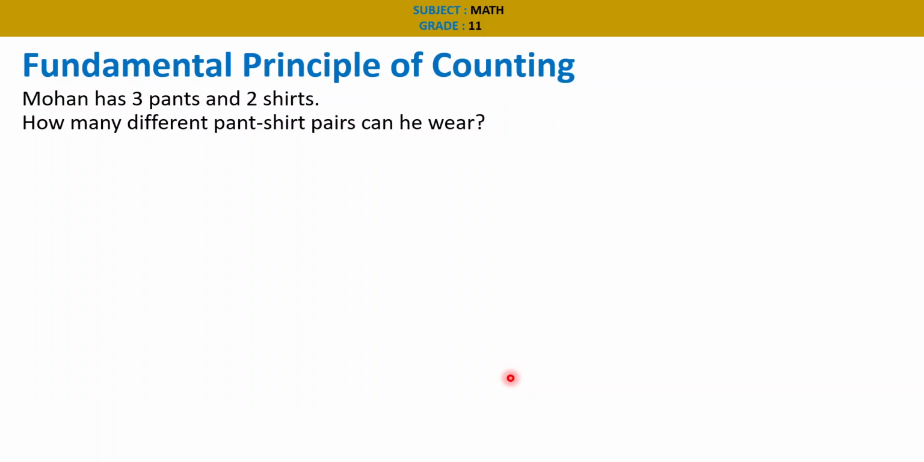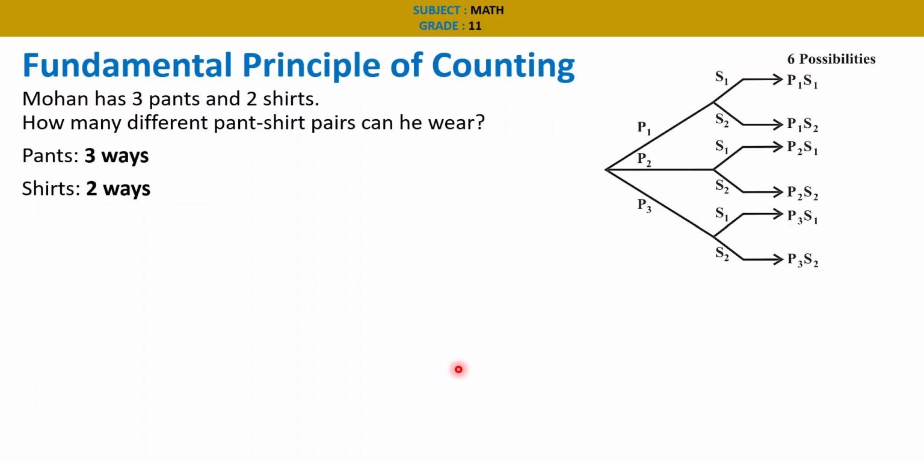Let's start fundamental principle of counting. Mohan has 3 pants and 2 shirts. How many different pant shirt pairs can he wear? Pants there are 3 ways, then shirts 2 ways. Then if we combine here for pant 1, we can use shirt 1 and shirt 2. So P1 S1 is one possibility. Next P1 S2 is a possibility.